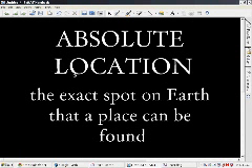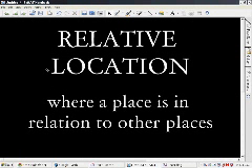I guess what we probably should do is go to relative location right now so you can see the difference between absolute and relative. A relative location is a little bit easier to identify. A relative location is where a place is located in relation to other places. So this can be done very easily. To describe a place using relative location, all you would need to do is describe where it is related to some other known place.